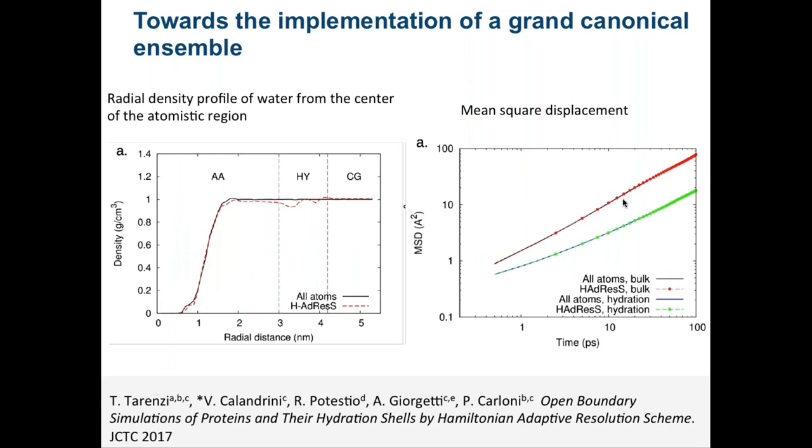Now, if you look at the solvent, you see here the radial density profile of water from the center of the atomistic region to the coarse grain region. And you see here for H-address simulations, the density profile is almost flat. So you have basically the same density in all of the region of the system. And if you look also at the mean square displacement of water, both for the bulk and for the hydration layers, again, H-address is in good agreement with all atoms MD simulations.